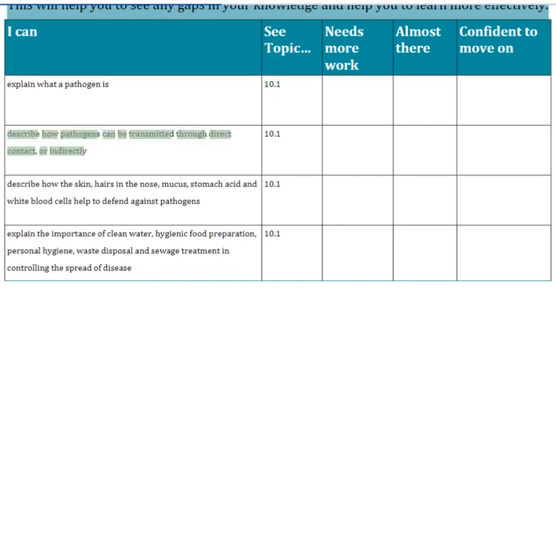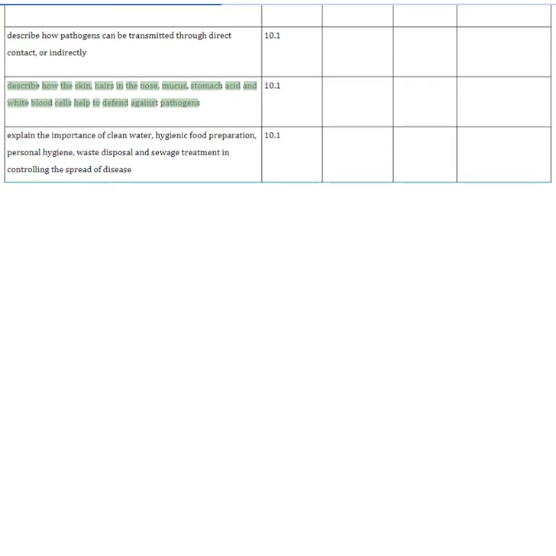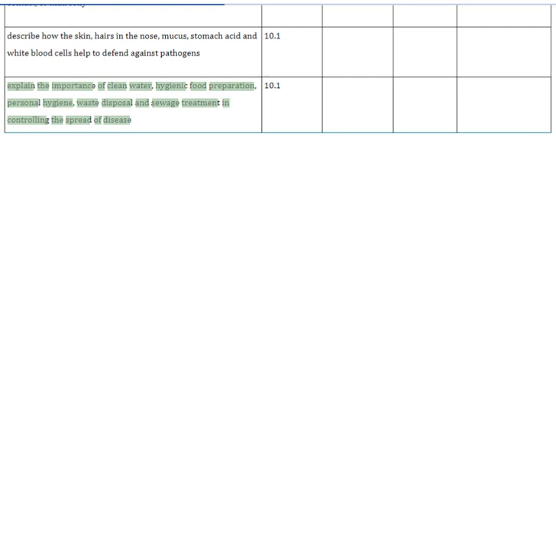10.1. Describe how pathogens can be transmitted through direct contact, or indirectly. 10.1. Describe how the skin, hairs in the nose, mucus, stomach acid and white blood cells help to defend against pathogens. 10.1. Explain the importance of clean water, hygienic food preparation, personal hygiene, waste disposal and sewage treatment in controlling the spread of disease.